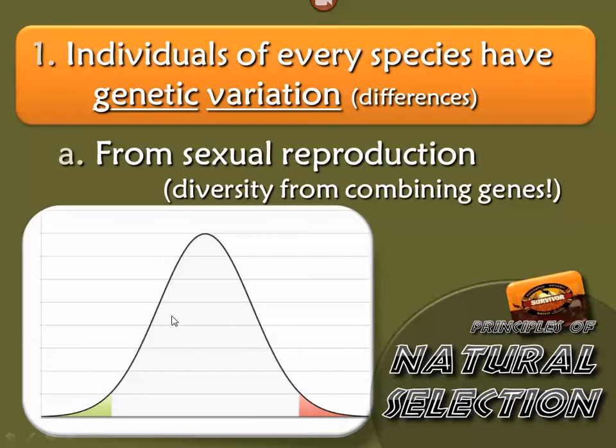And again, same with the shorter end of the range. There might be a few people who are down here in the 4 foot or 4'6" range, and moving their way up, you're going to find that most people are going to be in the middle here. But it's this variation that then allows there to be winners and losers. It's the variation that allows there to be certain traits that are more advantageous, that are more helpful than other ones, and other ones that are less helpful.